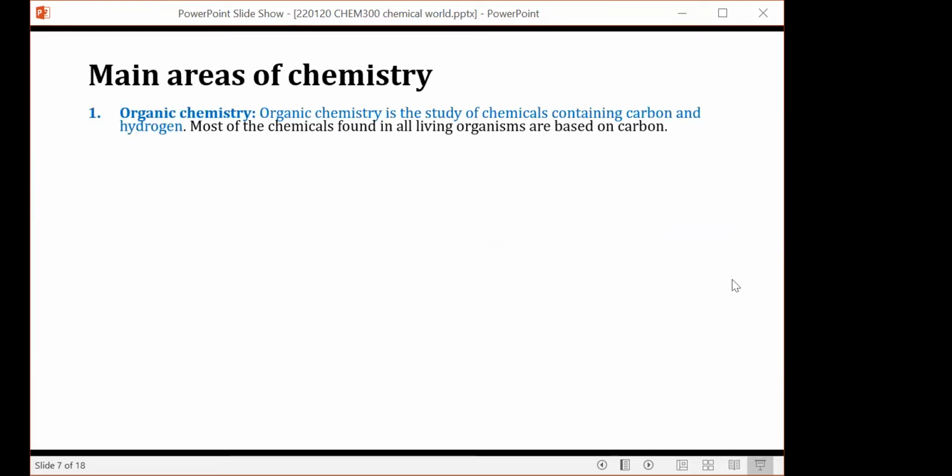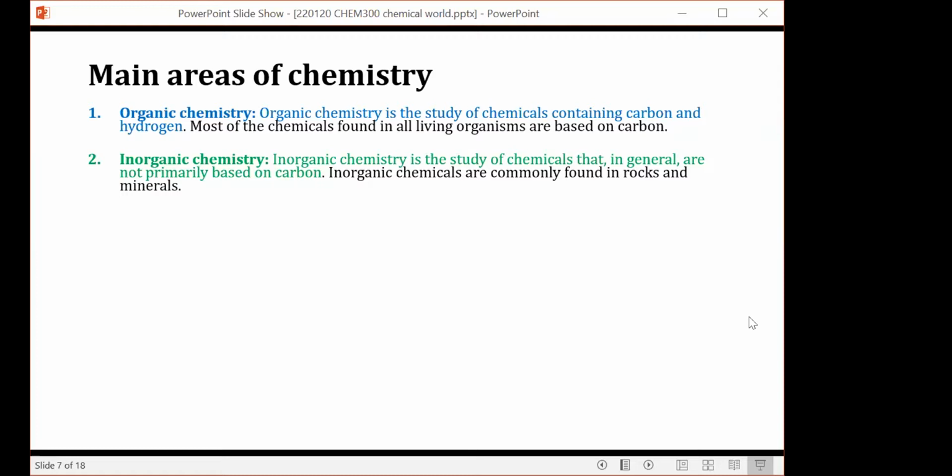So there's several main areas of chemistry. The first is called organic chemistry. Organic chemistry is the study of chemicals that contain carbon and hydrogen. And almost all the chemicals that are found in living organisms are based on carbon and hydrogen. So if you want to study anything that's alive or based on a living organism, plants, animals, humans, you name it, that's going to go into the realm of organic chemistry.